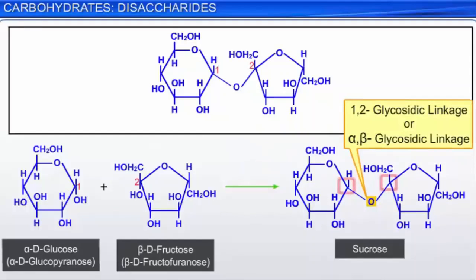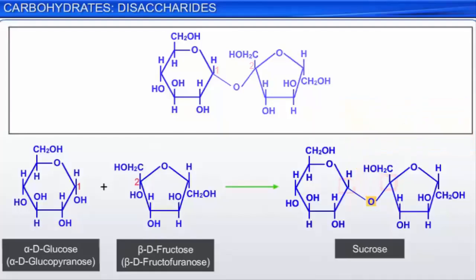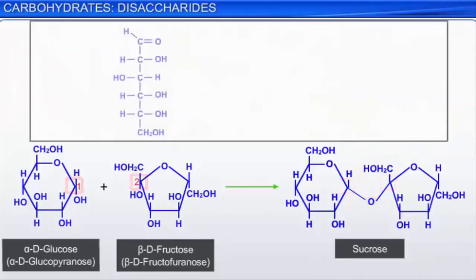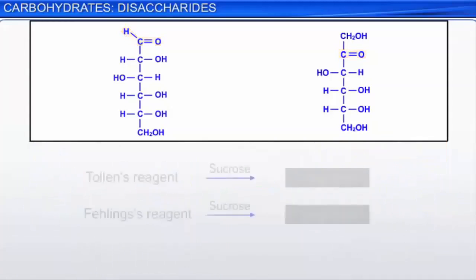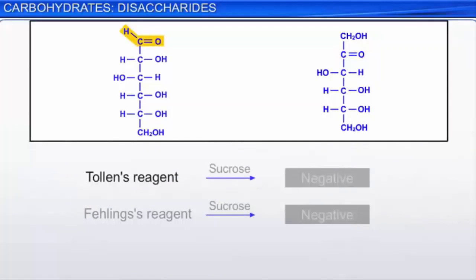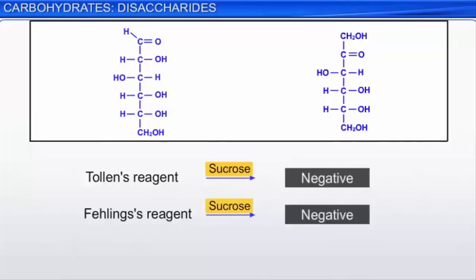linkage. Thus, the two carbonyl functional groups of glucose and fructose are blocked with the formation of glycosidic linkage. As the reducing group, which is necessary to give Tollens' and Fehling's tests, is involved in the formation of the glycosidic linkage, sucrose gives a negative test with these reagents. Hence, sucrose is called a non-reducing sugar.